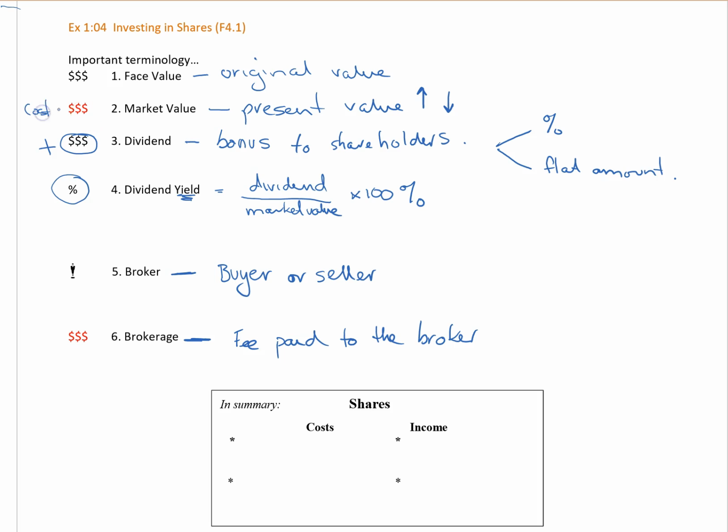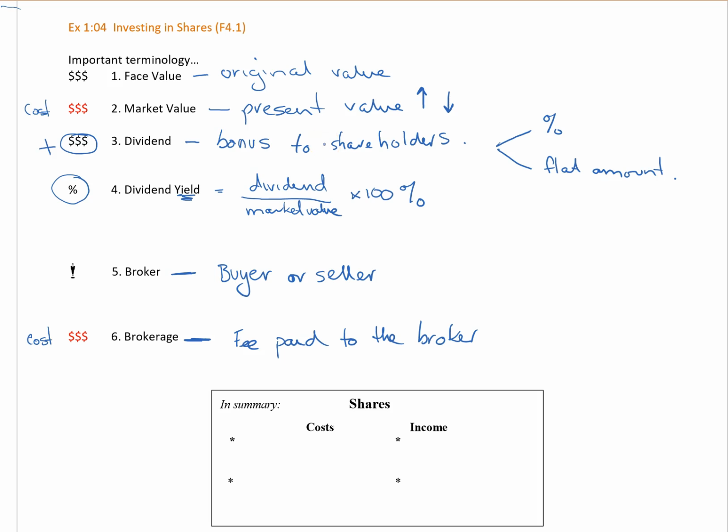to the person. So your market value, the cost of the share, is money you've got to pay out, and your brokerage fee is money you've got to pay out. The dividend is money you get in, and when you sell your share, you actually get money in.